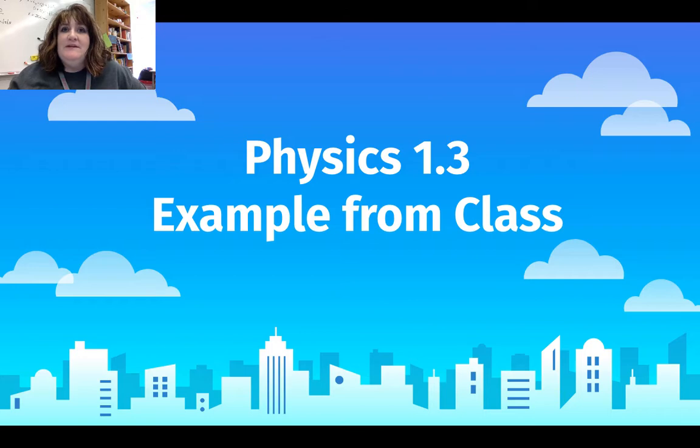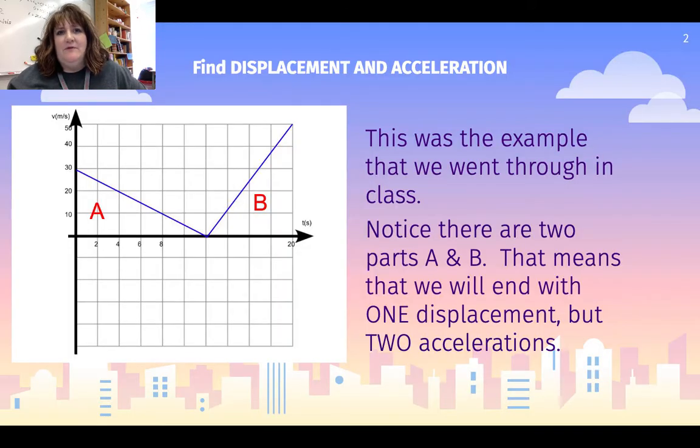This is the example that we did in class for 1.3b. The bell might ring because I'm actually filming this right after we did it, just so you have a reference. You're supposed to find the displacement and the acceleration. So this was the example that we went through in class.